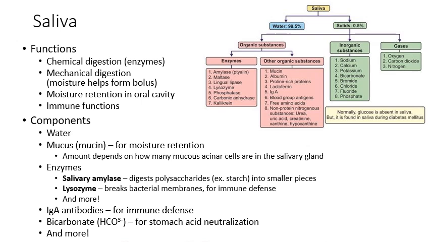So the components of the saliva are mostly water. Almost all of it is actually just water. Then after that, it has mucus. Specifically, the chemical compound is called mucin, which is for moisture retention. Then it has enzymes. That includes salivary amylase, which is a digestive enzyme that breaks down carbohydrates.